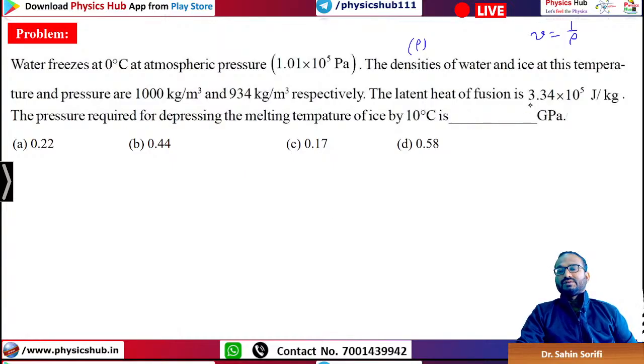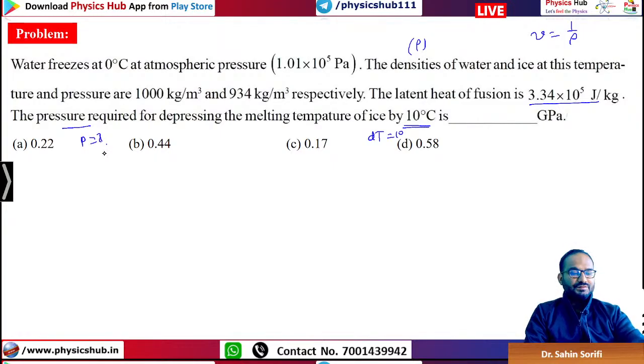Latent heat of fusion, L value is given. Pressure required for depressing the melting temperature of ice by 10 degrees centigrade, means dT is given to you, dT is 10. Okay, pressure required means P you have to find out. Okay, so can you do this? You can use Clausius-Clapeyron equation. Actually, dP you need to find out. Do it quickly.